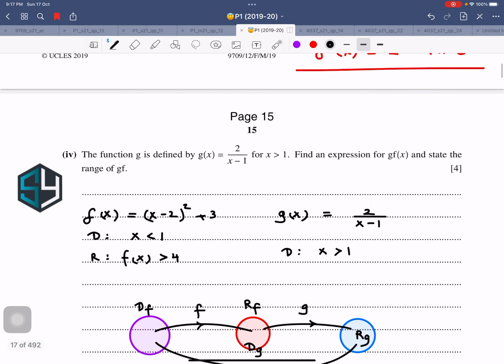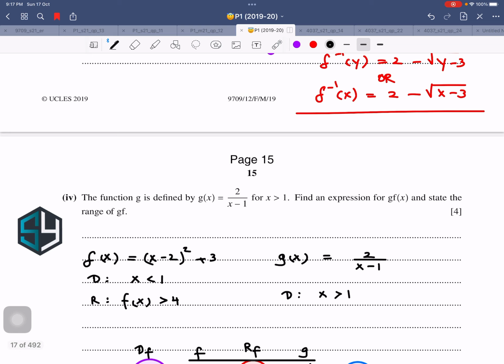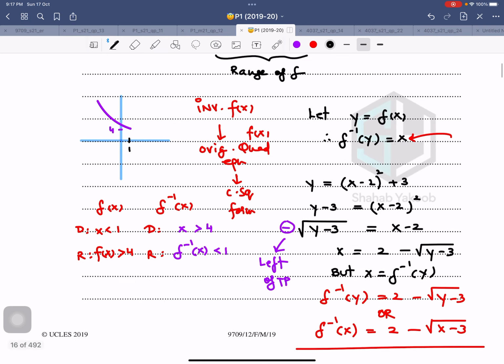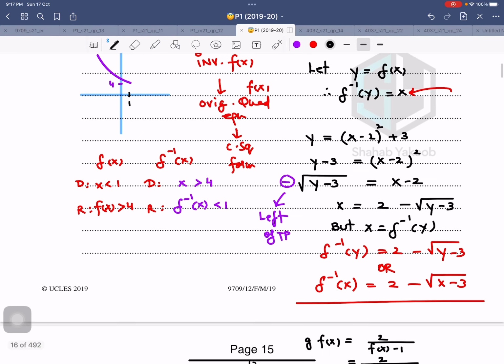Now which part is left? Find an expression for g of f(x). Now how would we find g of f(x)? Plug in f(x) into g(x). So g of f(x) is basically 2 over x minus 1, which is 2 over f(x) minus 1. Let me write it straightened out. This is f(x) minus 1. This is 2 over, I can use the expression, the original one, x squared minus 4x plus 7.